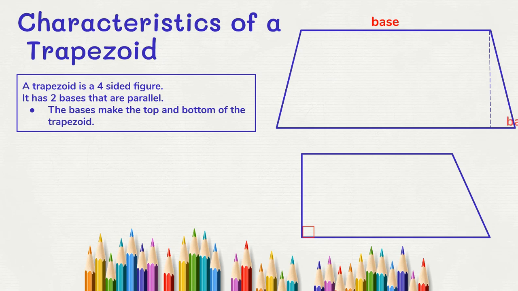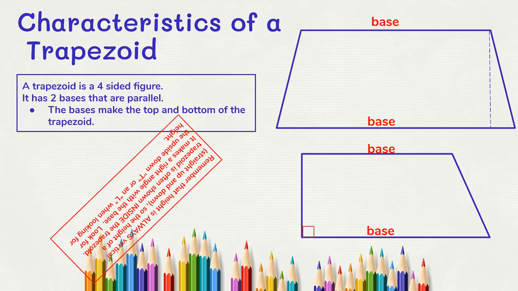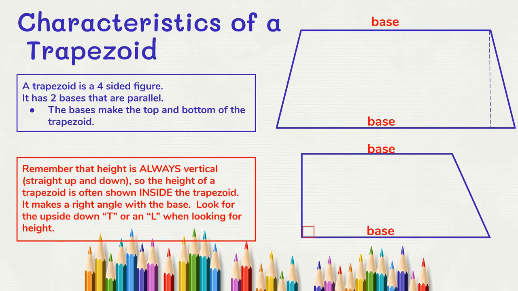If you look at the top one, you have a base on top, a base on the bottom, and your bottom trapezoid has a base on the top and a base on the bottom. So now let's look at height. Remember we talked about height always being vertical, straight up and down. So height is never going to be slanted. It's never going to be the slanted line.